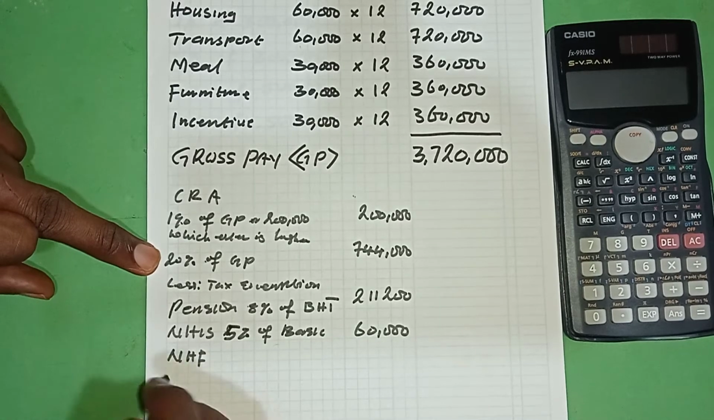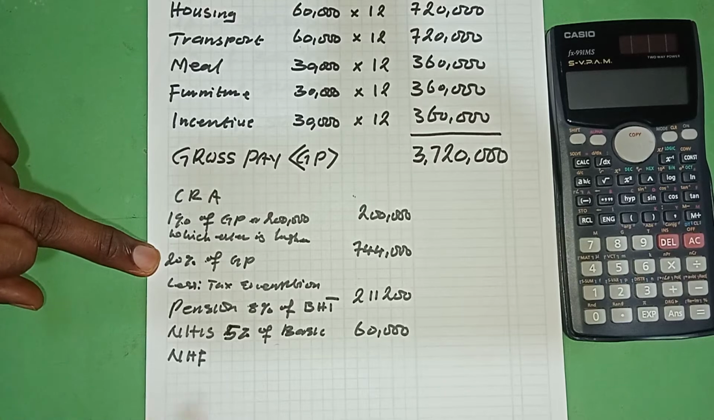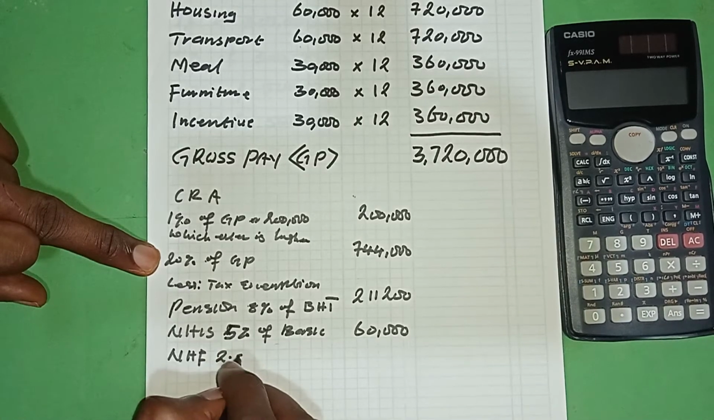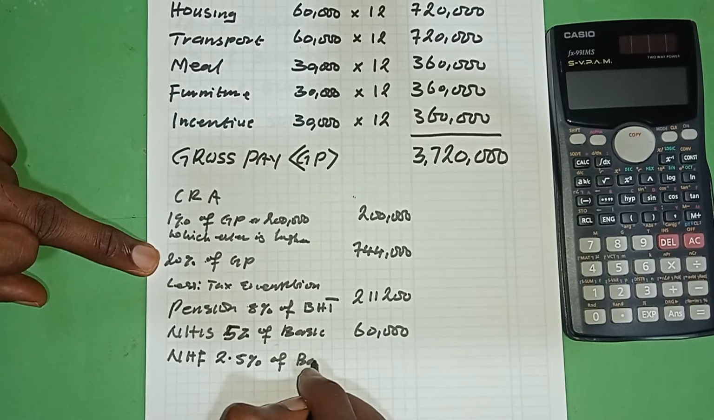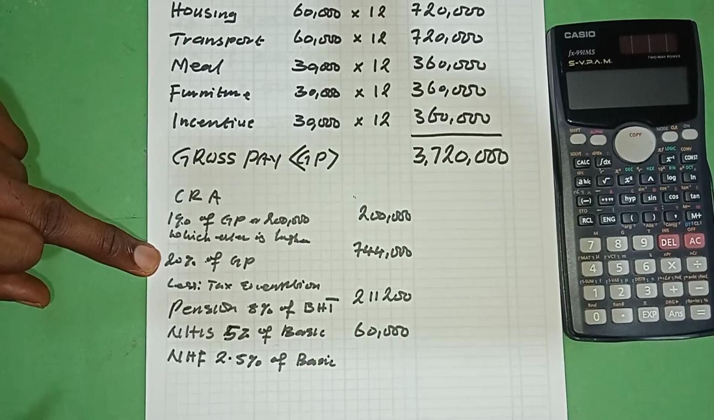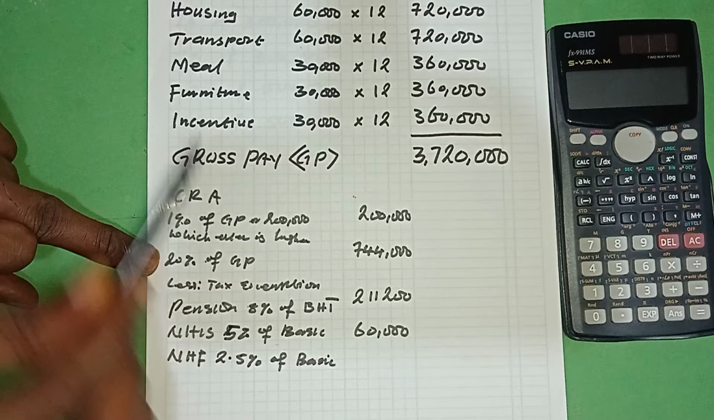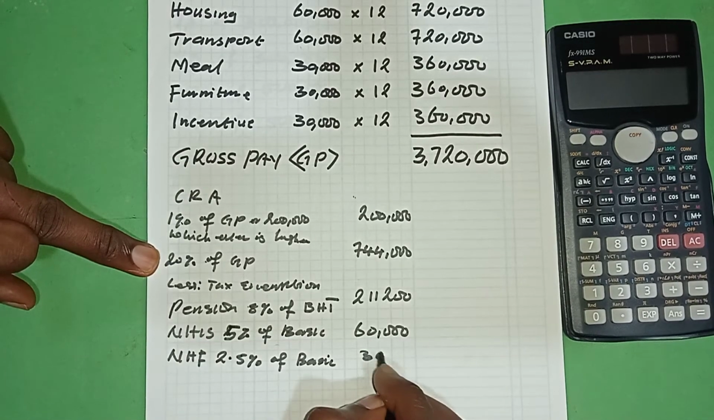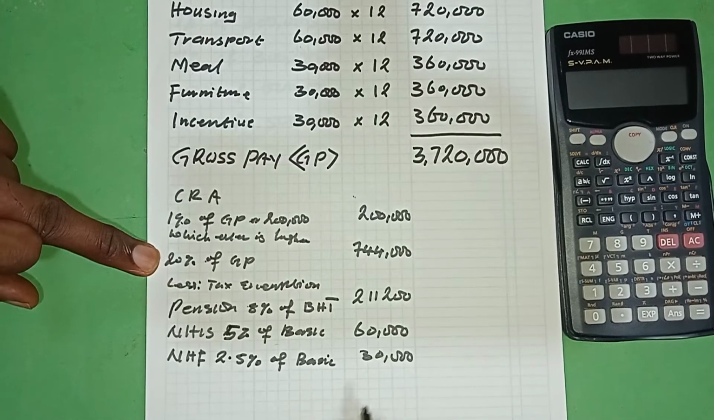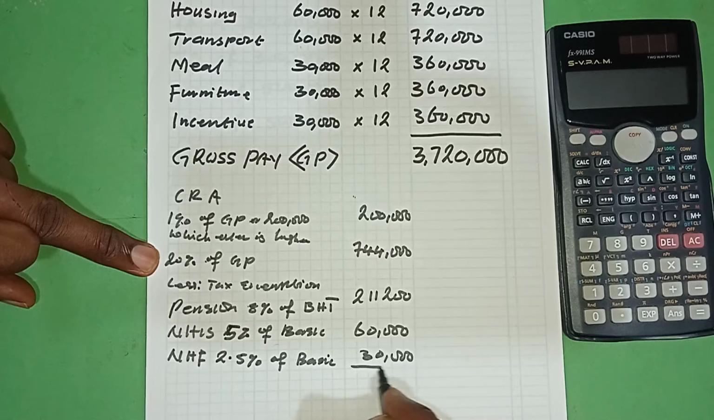Then your NHF, National Housing Fund, NHF is 2.5% of what? Basic. Remember, your basic is 1.2 million. When you take 2.5% of 1.2 million, it's going to give you 30,000. Then you total this.